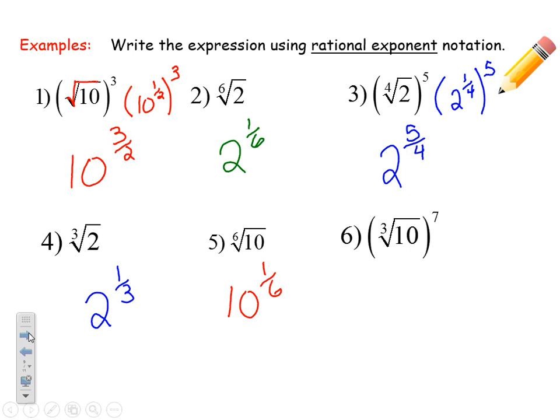And then our last one here, we have a cube root of 10 to the 7th power. So the cube root of 10 can be rewritten as 10 to the 1/3 power. All of that to the 7th power. Now we're going to take 7 times the 1/3. So I'm going to get 10 to the 7/3 power. That's how we rewrite these ones.